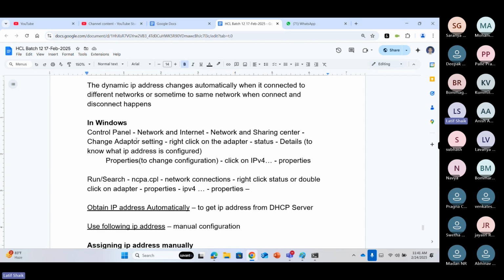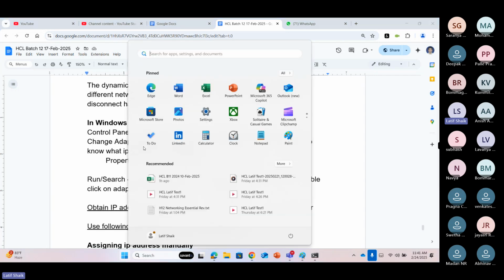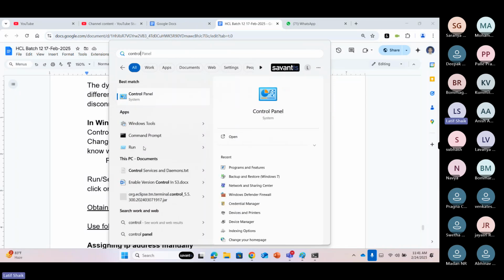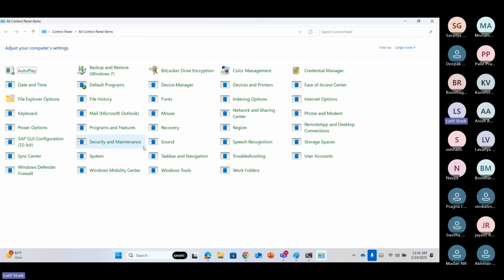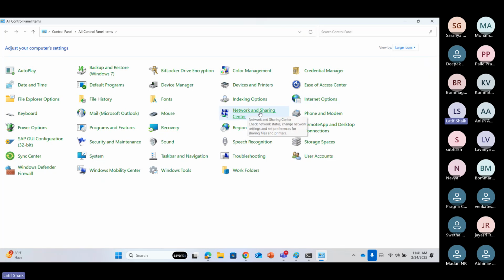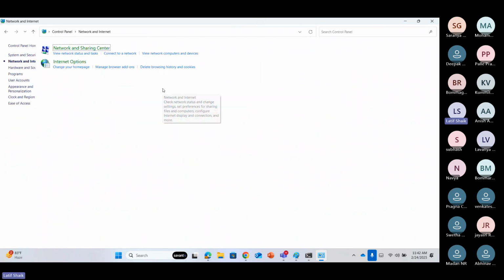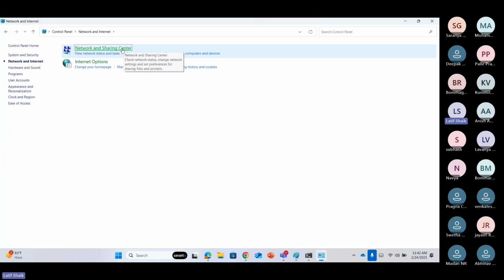So how to assign? Go to the control panel. Not two ways, only one way, but we're going to one place. There are two different ways you can go. Go to the control panel, and you can find Network and Sharing Center from here. Also, you can go through Network and Internet, Network and Sharing Center. Any which way you can go.